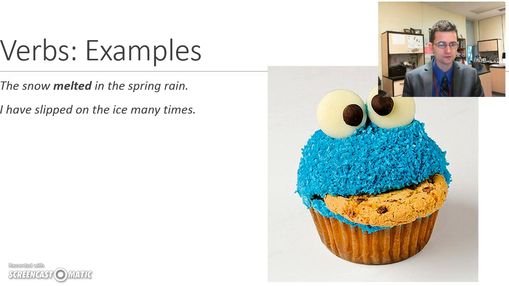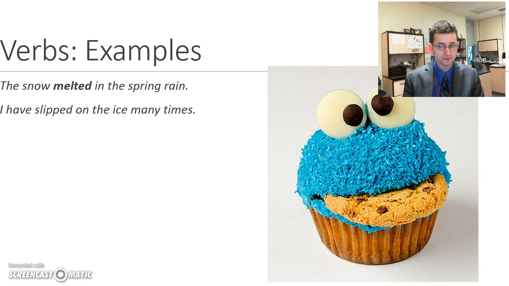The next sentence is a little more tricky. "I have slipped on the ice many times." Now we spot that word I at the start of the sentence, and that is a subject pronoun. When it's the first word in the sentence, it's a pretty clear identifier that it's the subject. But what is it that I did?